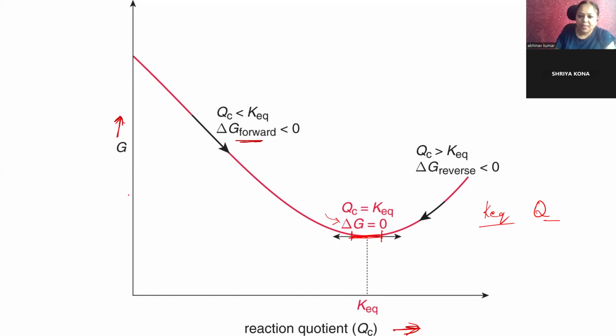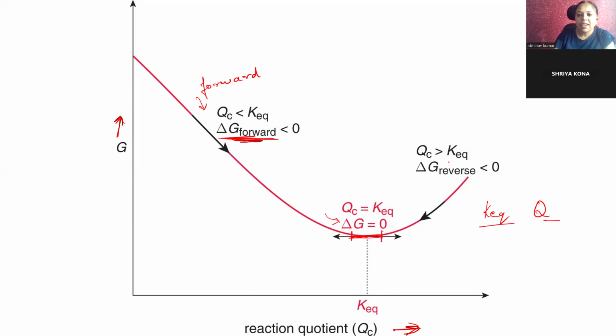But when you are moving towards delta G equal to zero, that means you are doing the forward reaction. And for the forward reaction, the delta G will be less than zero. Or basically, you can say this is the delta G for the forward reaction only, because you are going towards equilibrium, if you could see the arrow, coming down towards equilibrium.